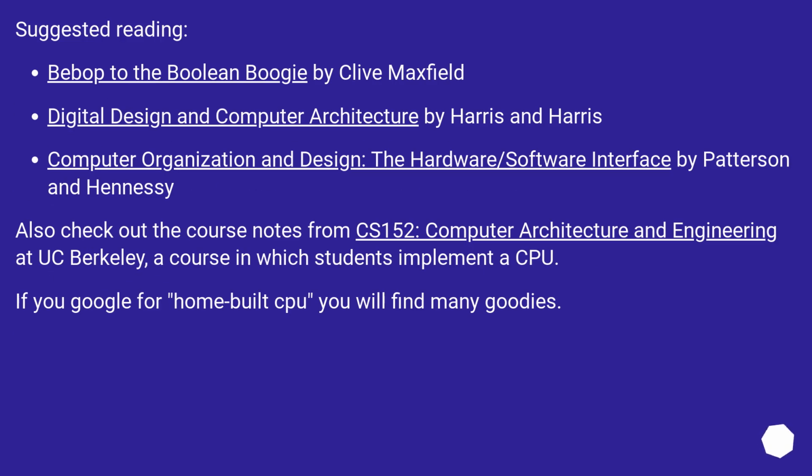Suggested reading: Bebop to the Boolean Boogie by Clive Maxfield. Digital Design and Computer Architecture by Harris and Harris. Computer Organization and Design, the Hardware/Software Interface by Patterson and Hennessy. Also check out the course notes from CS 152, Computer Architecture and Engineering at UC Berkeley, a course in which students implement a CPU. If you Google for home-built CPU, you will find many goodies.